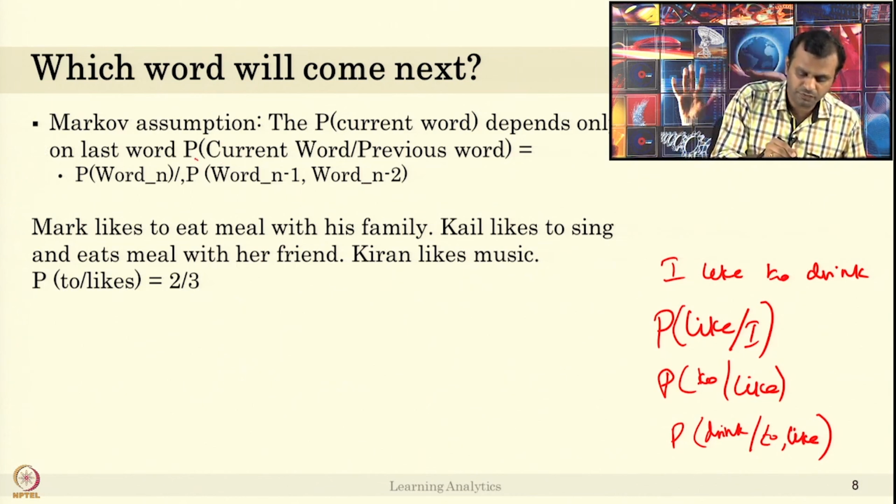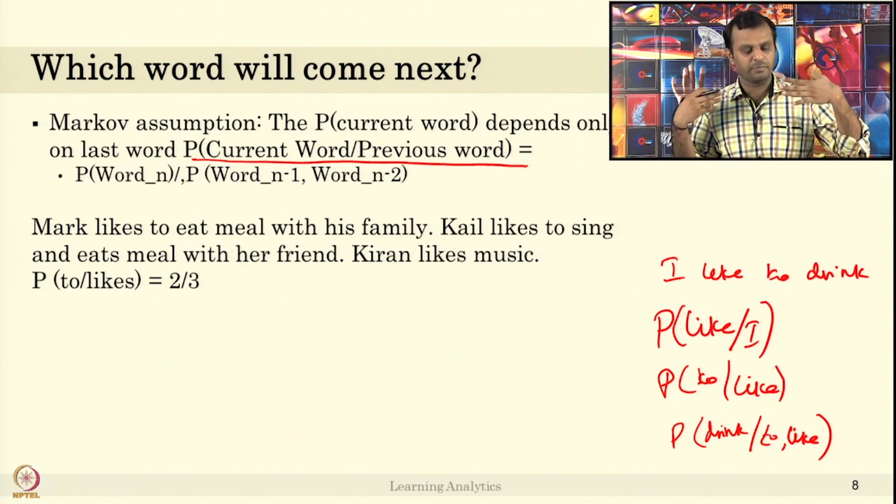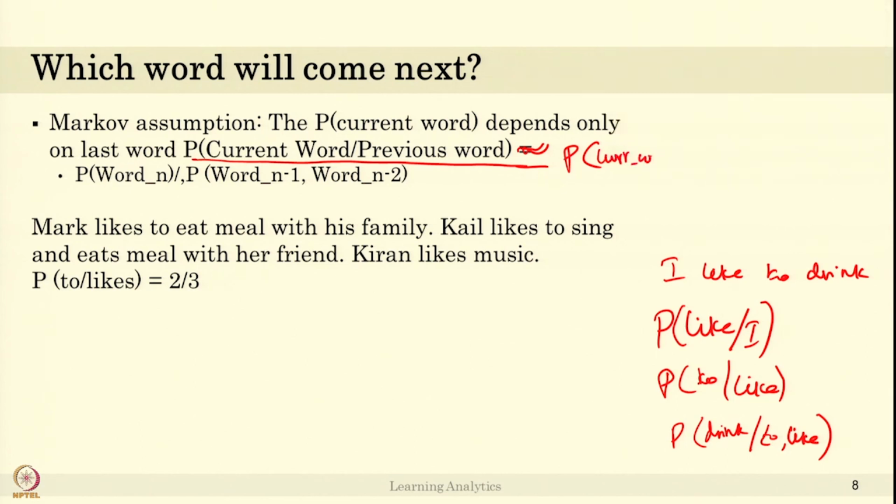So, considering the probability of the current word given the previous word is enough. It is almost equal to the probability of the current word given the previous words n minus 1, n minus 2, n minus 3. He says that it is no need to do that. So that is where Markov's assumption comes from. The current event depends mostly on the previous event, okay, that is the assumption.